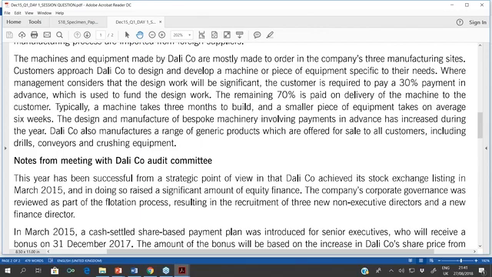Okay, so where management considers the design work to be significant, the customer is required to pay 30% in advance, and the remaining 70% is paid on delivery of the machine to the customer. Now, see, there is a big risk of revenue recognition: how you treat the 30%, because the 30% is coming in advance, and the 70% is coming when the performance obligation has been met.